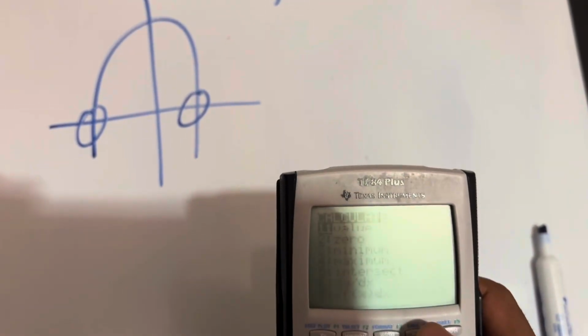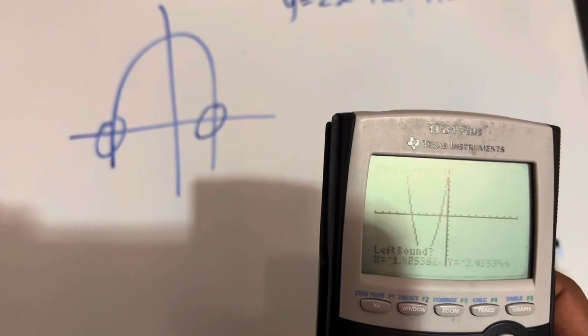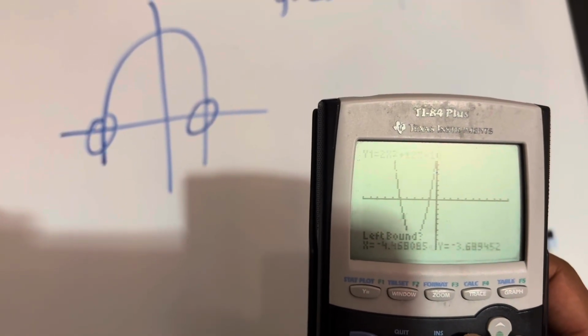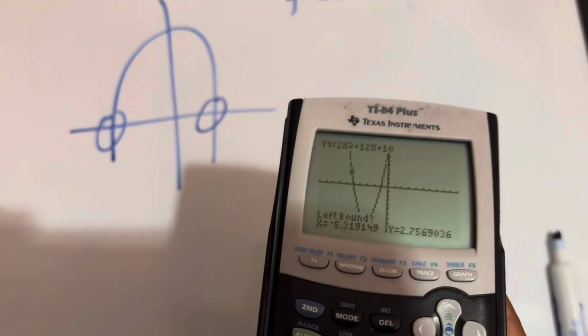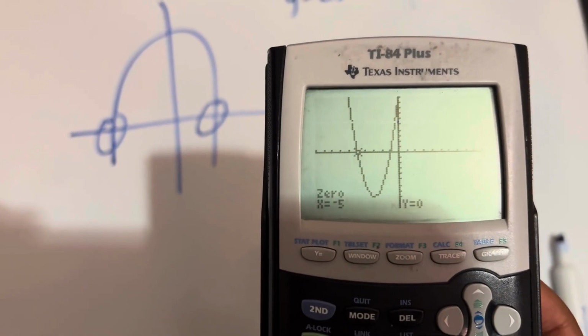Now just press second trace, then press zeros. Now you want to go left of a 0. So you see how this little pointer is left bound of the 0, and press that. Now you want to go right of the 0, or the root. Now it's going to tell you the exact root there.